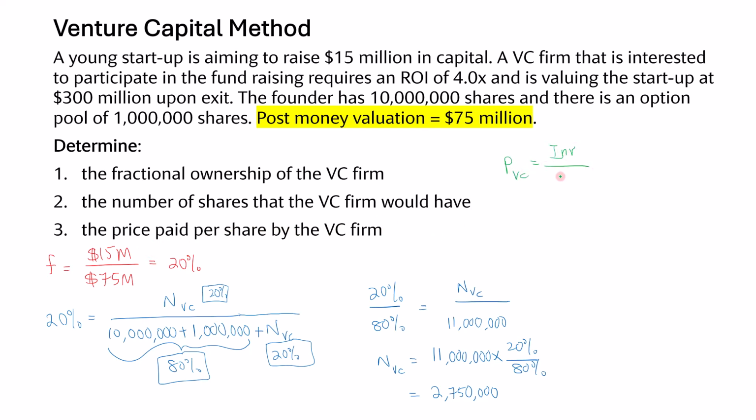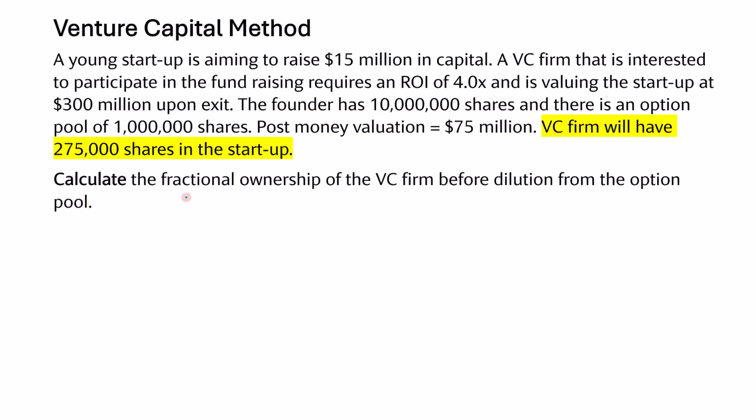Lastly, the price paid per share by the VC firm would be equal to the investment amount, which is $15 million, divided by the number of shares the VC gets, which is 2.75 million shares, and that is equal to $5.45.